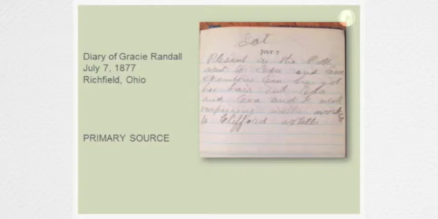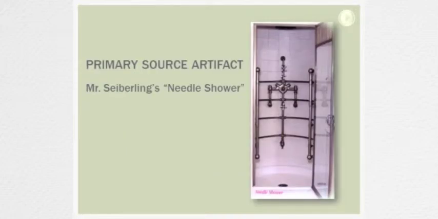And primary sources can sometimes be three-dimensional. They can be an object or what museum people like to call artifacts. And this is Mr. Seiberling's special shower that he had designed just for him. It has high pressure and lots of holes so it would spray from all angles, probably a great way to wake up in the morning.